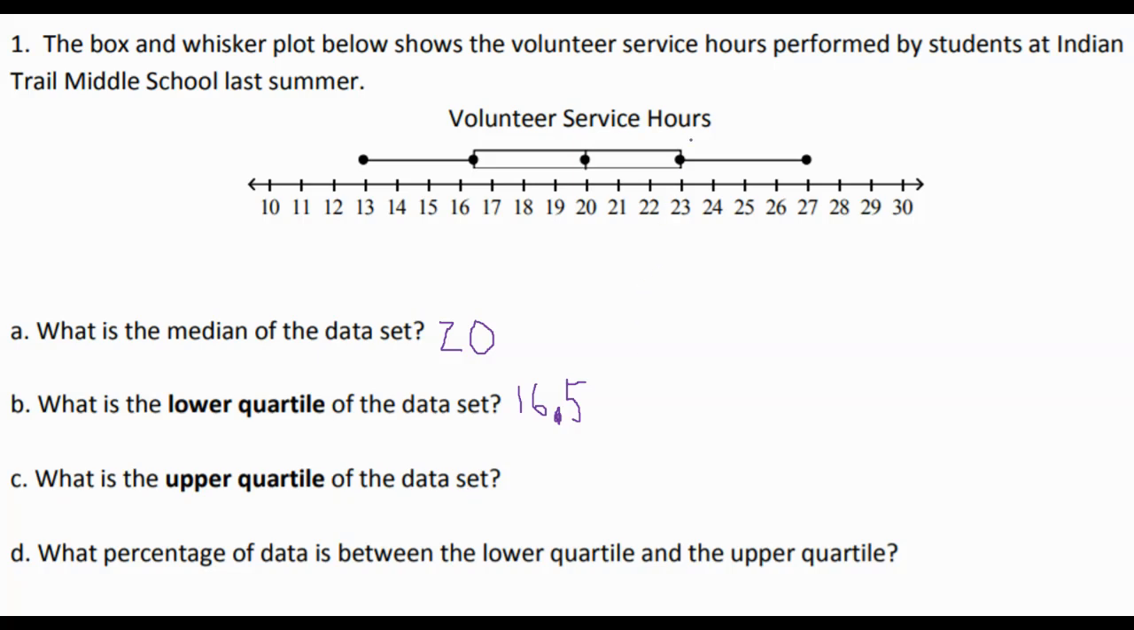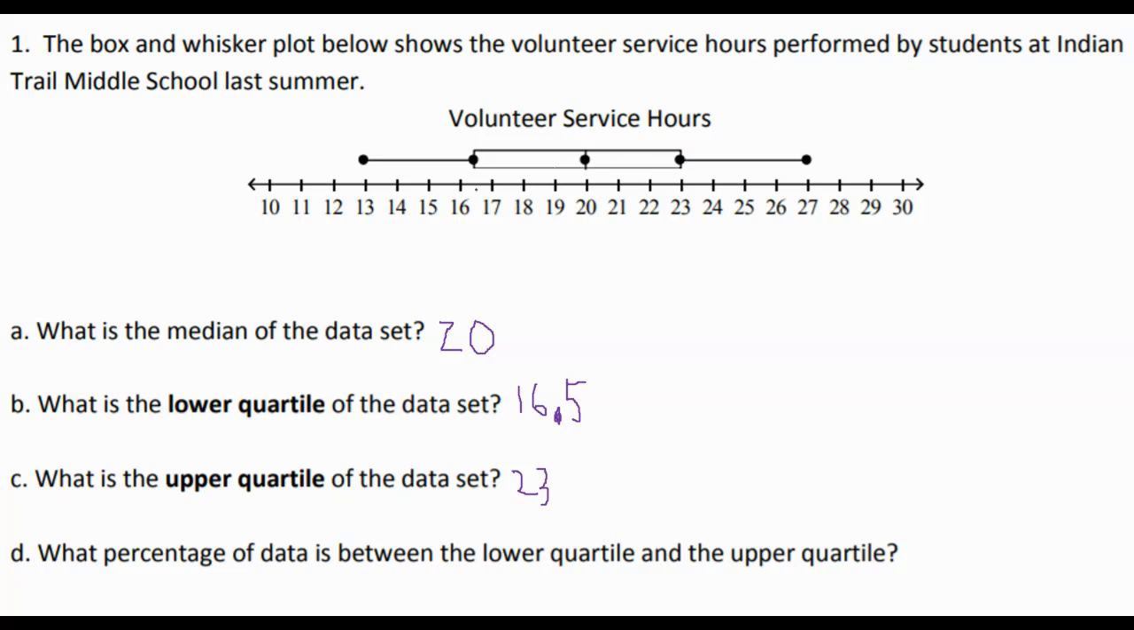Well, the upper quartile is going to be the top of the box. So that's going to be the higher end of the box, the right end of the box, if you will. So it's going to be 23. And then finally, what percentage of the data is between the lower quartile and the upper quartile? So they want to know the percentage of the data from 16.5 to 23.